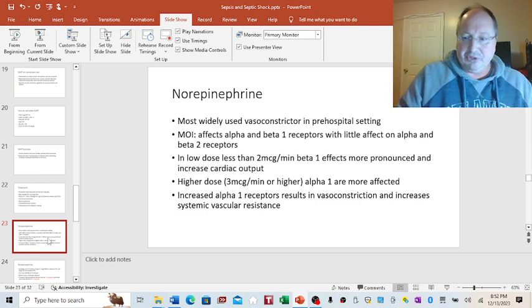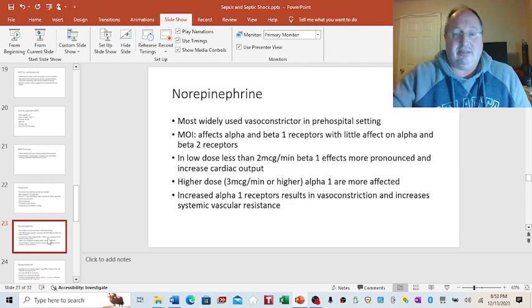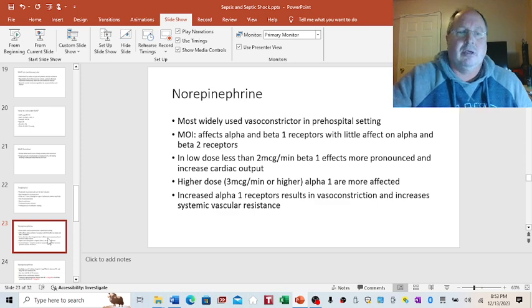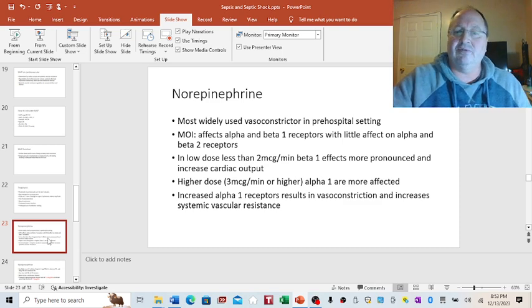A lot more people are using norepinephrine, the Levophed. That's the big push. It's the most widely used vasoconstrictor in the pre-hospital setting. Mechanism of action, again, this is coming back from medic school. This is going to affect your alpha 1 and beta 1 receptors. It doesn't really affect the beta 2 receptors or the alpha 2 receptors that much.